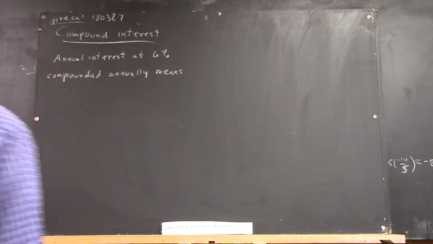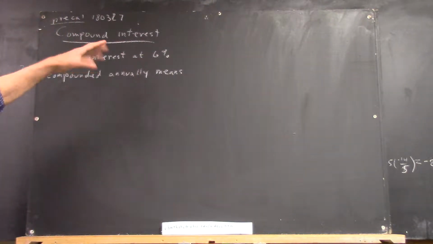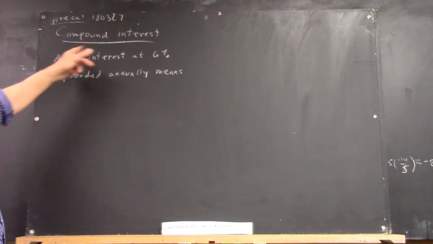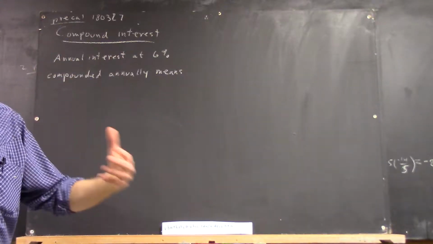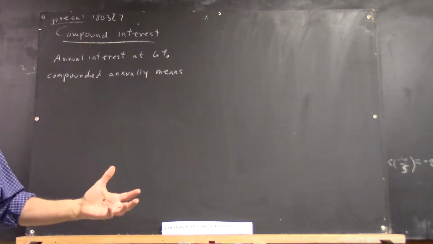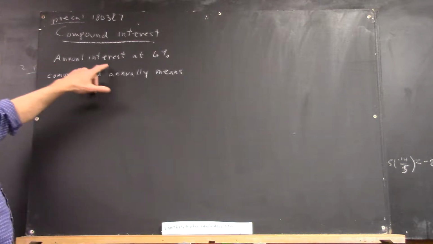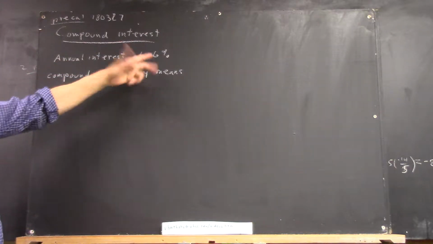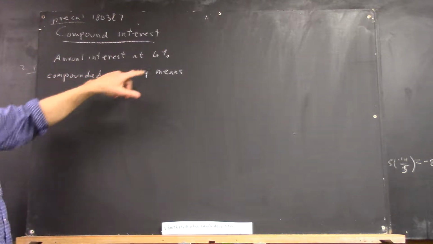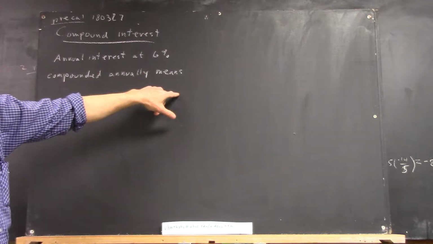Okay, so again, as I said, it's in your interest to understand compound interest. You have a financial world that you need to navigate as best you can because it'd be very beneficial to you. So you need to understand how decisions can affect your future. Okay, annual interest is an example. Annual interest at 6% compounded annually means what?